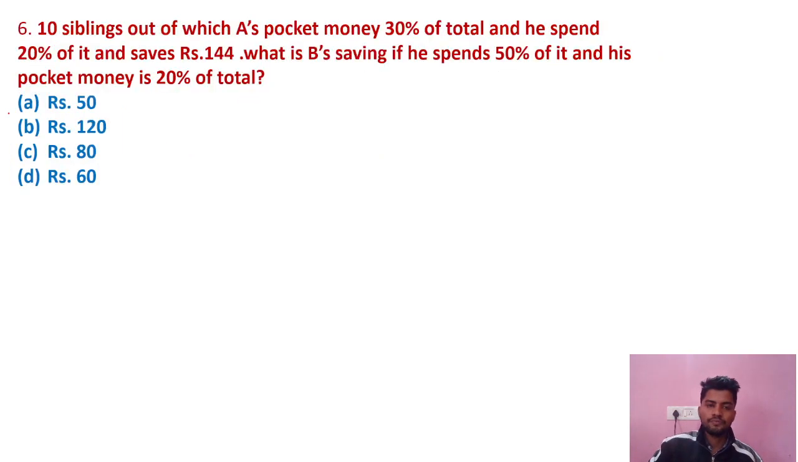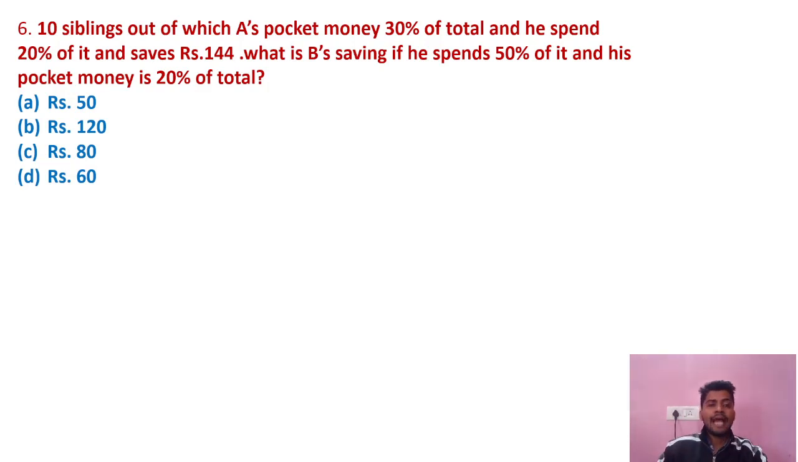Okay, let's move. There are 10 siblings, out of which A's pocket money is 30% of the total, and he spent 20% of it and saves 80%, of course. 20% is spent, 80% saved, and that is 144 rupees. What is B's saving if he spent 50% of it and his pocket money is 20% of the total? A's pocket money is 30% of the total, B's pocket money is 20% of the total. Okay, that means their total pocket money is 50%, out of 10 siblings. It means 2 siblings have 50% of the pocket money.